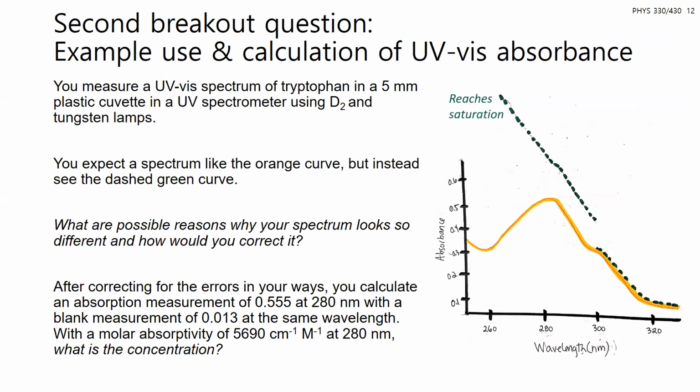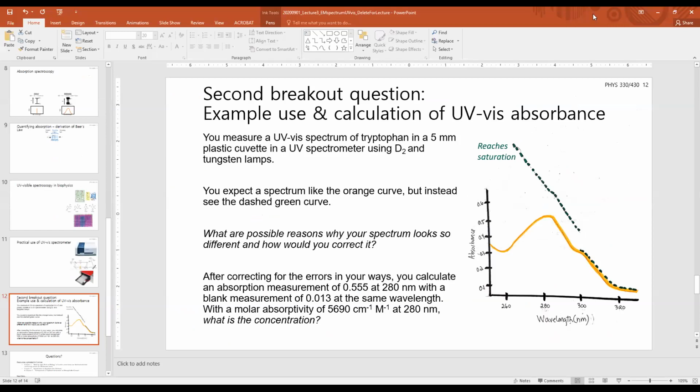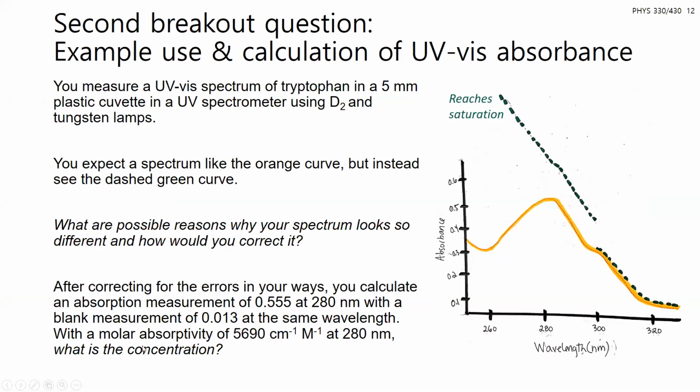Okay. And I had one more, let's see. I guess we have 5 minutes. So instead of going to the breakout groups, I do have this question here: if you're taking a UV measurement, let's say we're taking a measurement of just a solution of tryptophan, that amino acid, and you're measuring it in a 5 millimeter cuvette, and this UV-vis has a deuterium and tungsten lamp.